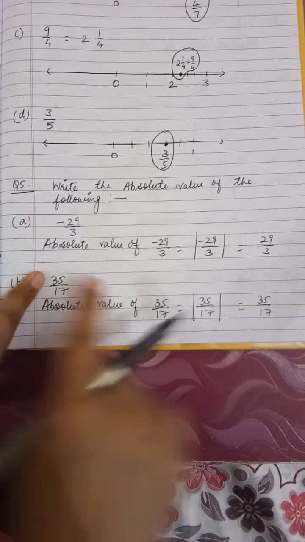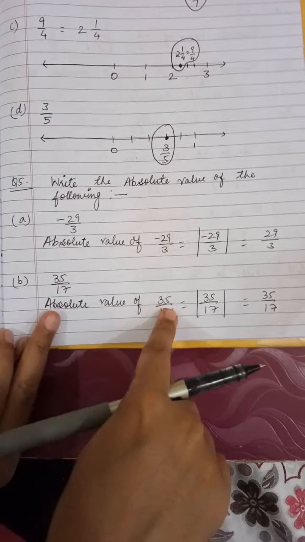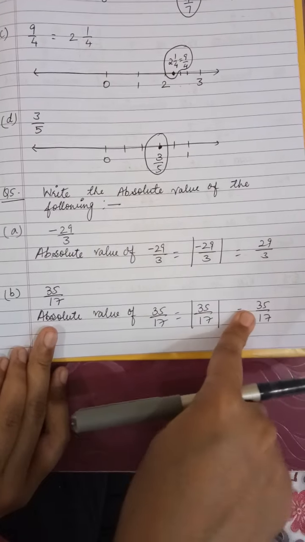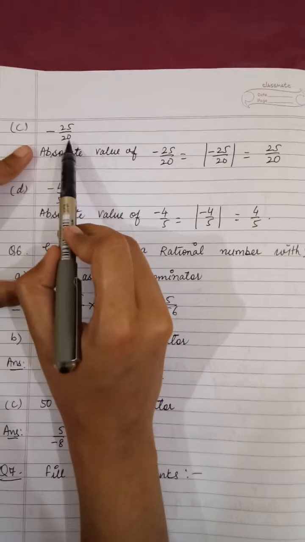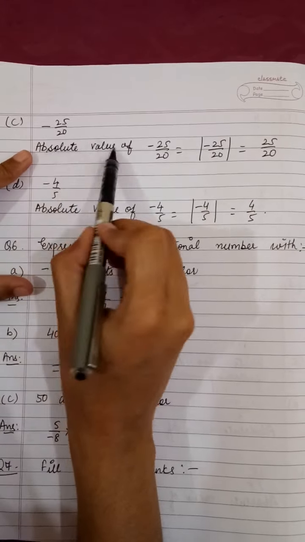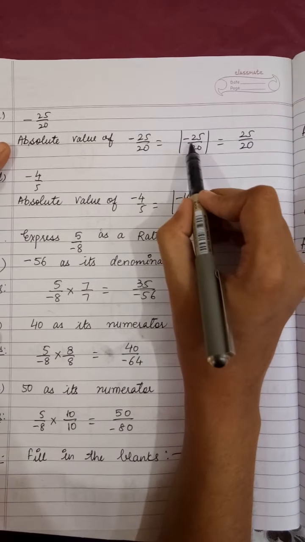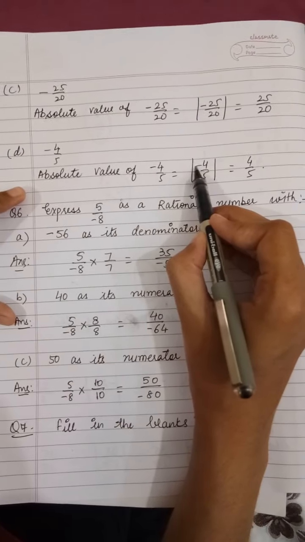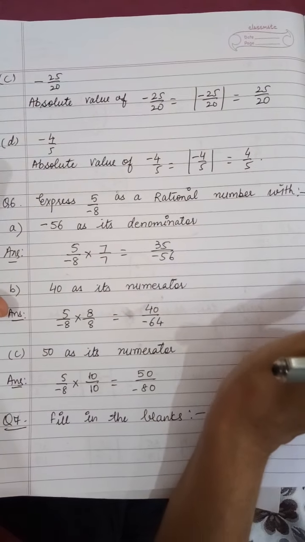If it is positive, like for example in B, 35 upon 17 is there. The absolute value of this, the positive sign is already there. Then when it comes out of the bar, it will be positive. Okay. C part, minus 25 upon 20. The absolute value of minus 25 upon 20 will come inside the bar. When it comes outside, minus will change to plus. Again D part, the minus sign is inside the bracket. When it comes out, minus will change to plus.